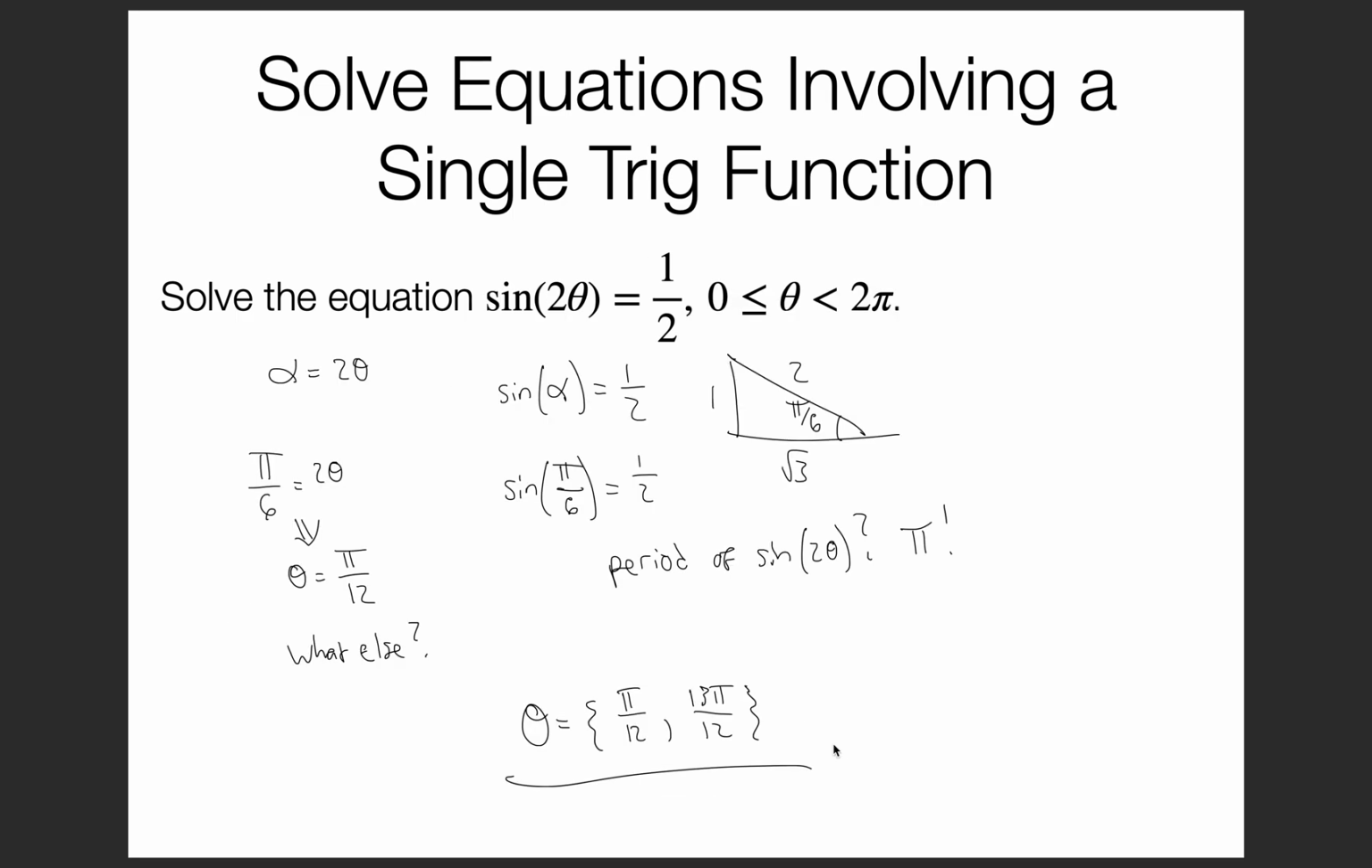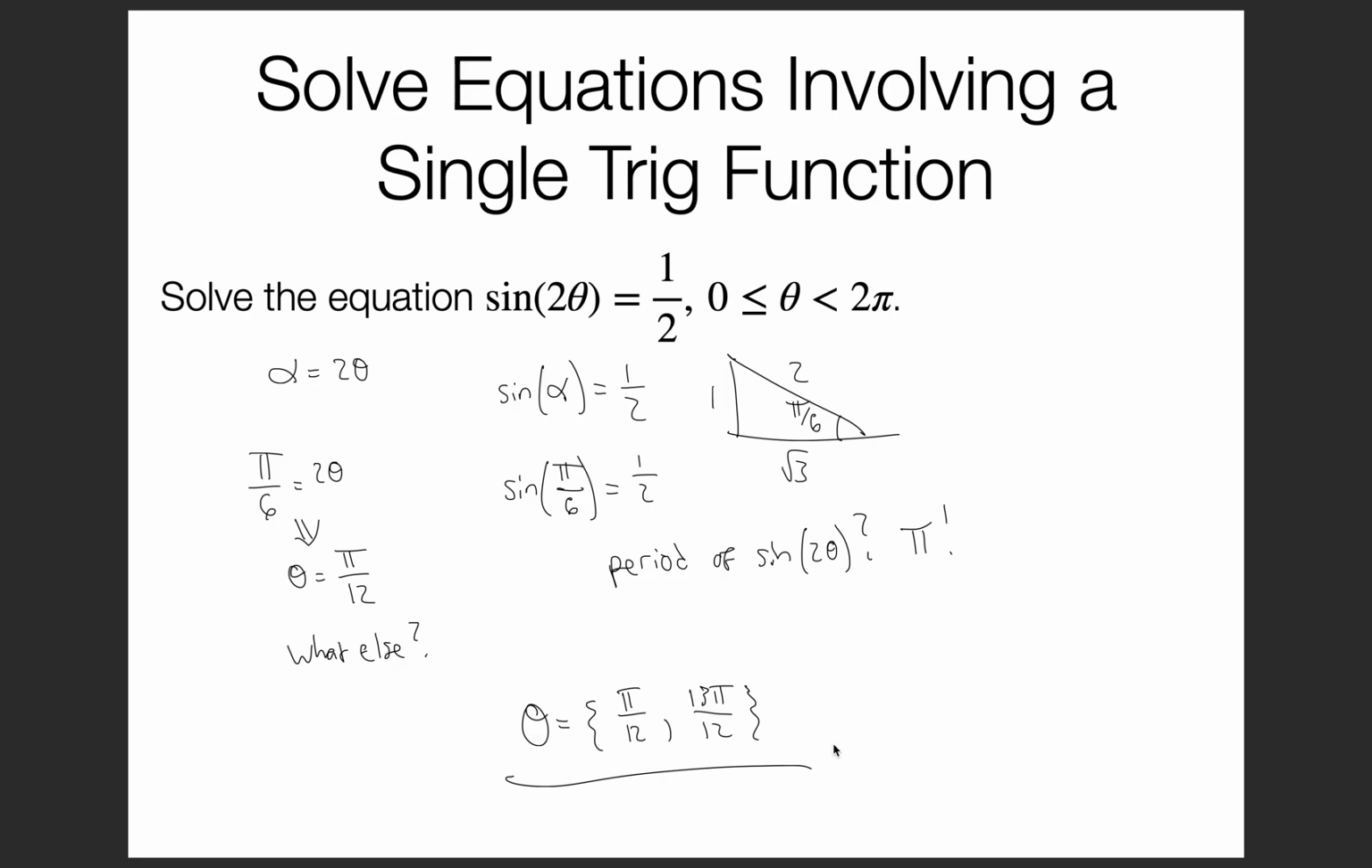Okay, so now I deal with a similar sort of problem, but I don't want a general solution for all of them. I just want the solutions between 0 and 2 pi. The only thing that's tricky about this kind of question is now it's not the sine of theta, it's the sine of 2 theta. Okay, so how do I sort of solve this problem?